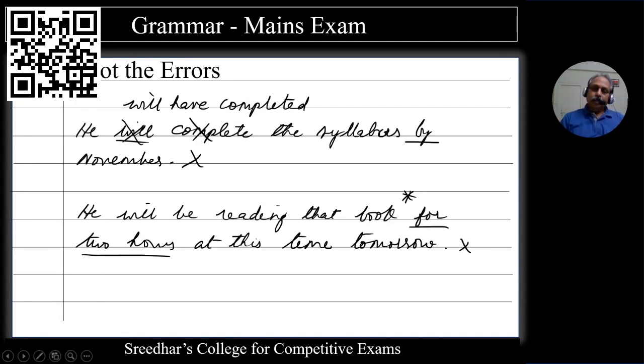The sentence is wrong. Why is it wrong? Here it is in future continuous, but we have to use future perfect continuous. What is the correct sentence? He will have been reading that book for 2 hours at this time tomorrow.